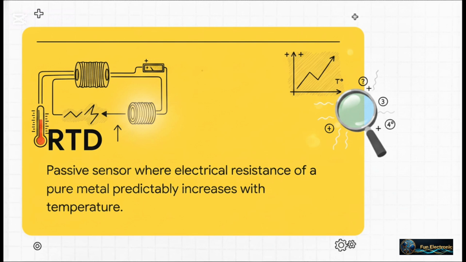This brings us to our first passive sensor, the resistance temperature detector, or RTD. An RTD operates on the principle that the electrical resistance of a pure metal predictably increases as its temperature rises. Because they use pure metals with a positive temperature coefficient, RTDs offer vastly superior precision and long-term stability compared to thermocouples, even if they can't quite survive those volcanic temperatures.